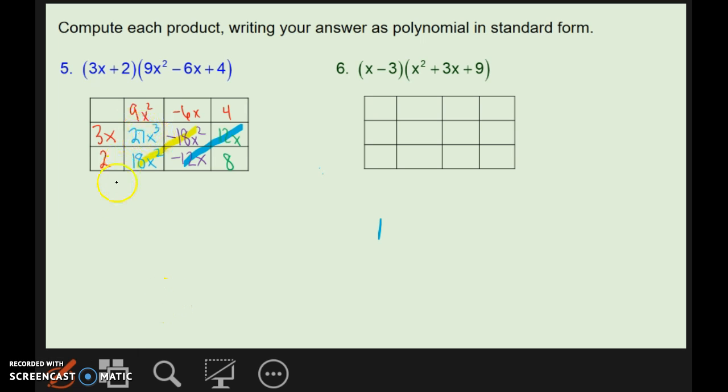So my first term is 27x to the third. My x squared terms actually cancel out. I've got a positive 18 and a negative 18. My x terms do the same. I've got a negative 12x and a positive 12x. And my last term is just plus 8.